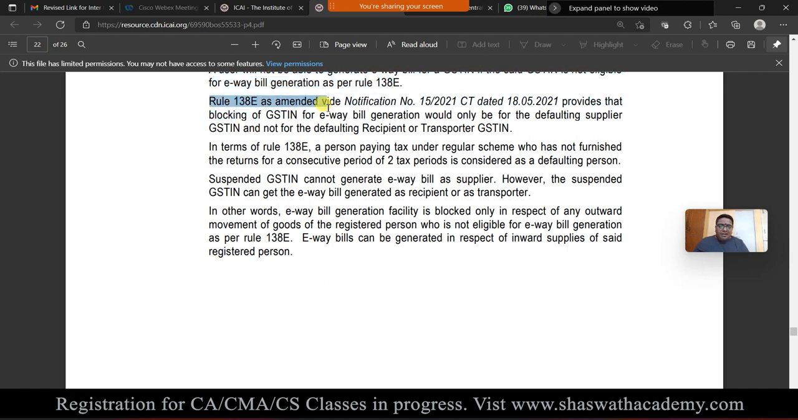Rule 138E, amended vide notification number so and so, provides that blocking of e-waybill generation would apply only for the default of the supplier's GSTIN and not for defaulting of recipients or transporters. In terms of rule 138E, a person paying the tax as a regular scheme who has not furnished the returns of the consecutive two tax periods is considered as a defaulting person. Suspended GSTIN cannot generate the e-waybill. However, suspended GSTIN can generate the e-waybill as a recipient or transporter, because only for the outward supplier it is blocked.